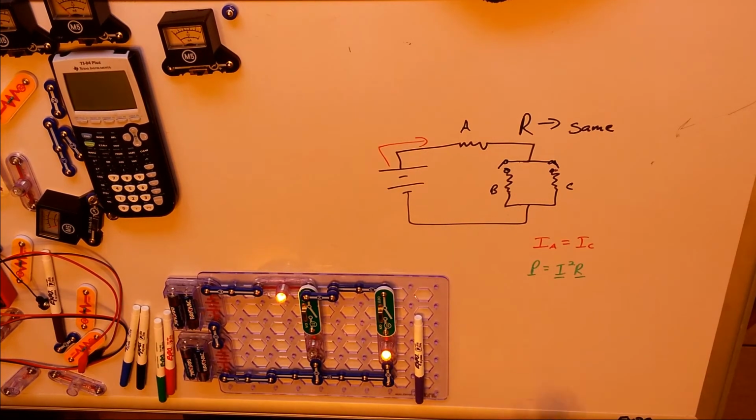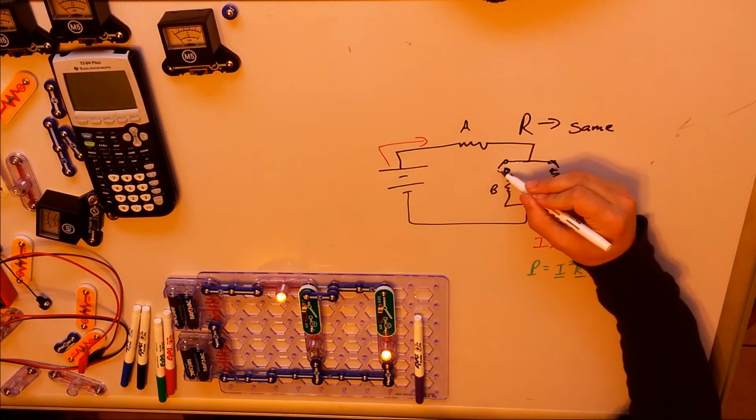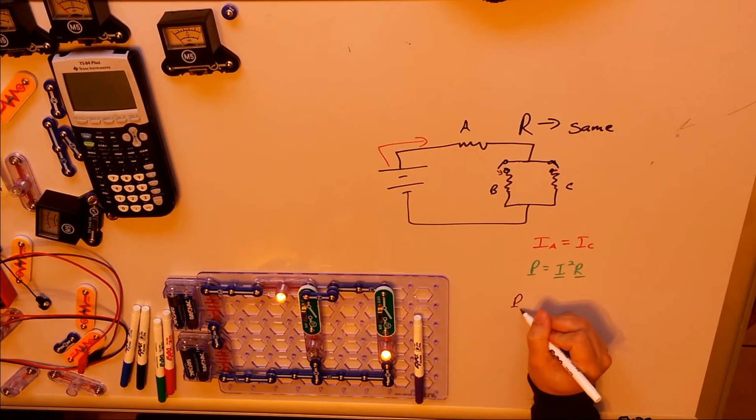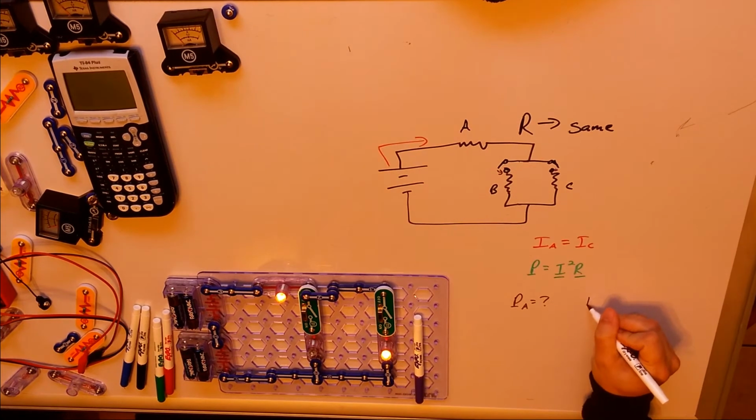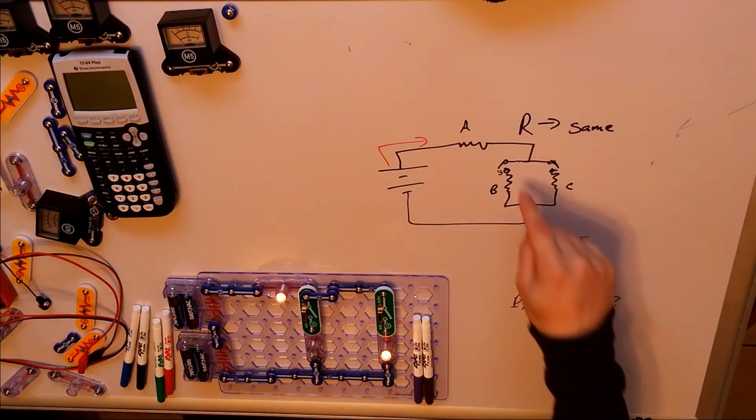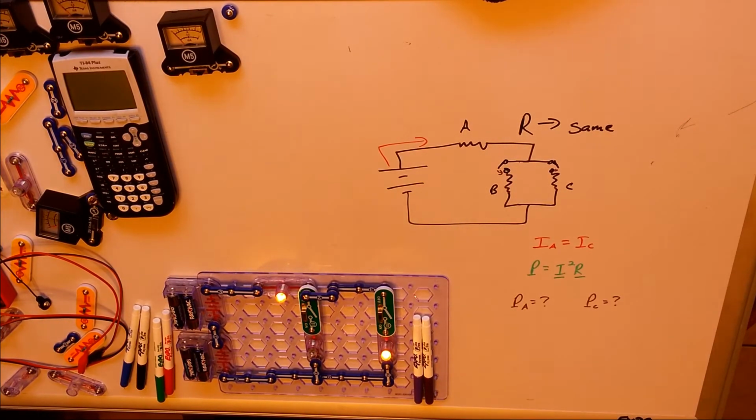Great, now that we've got that, we've got a prediction as to why these two appear to be pretty much the same brightness. Here's where we get to the new stuff. Now we're going to say the following. I'm going to close switch B. Let's predict what's going to happen to the power of A and the power of C. In other words, these are light bulbs, and their power is directly related to how bright they are. So I want you all to predict what's going to happen to each of these bulbs when I close this switch and open up another path for charges to go down.